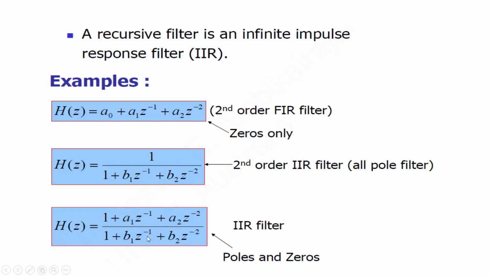Let's take the third example. In the third example, you have the numerator term and the denominator term. So this is an IIR filter because the denominator term represents the poles present in the system. Therefore this system has poles and zeros. Once a system has poles, this is an IIR filter. All right.